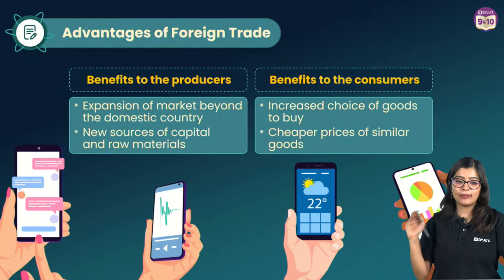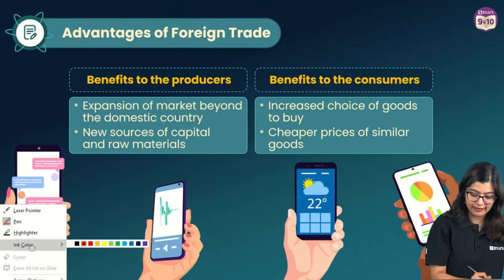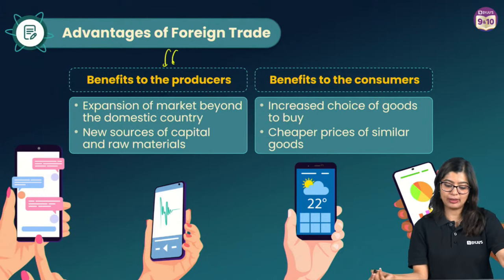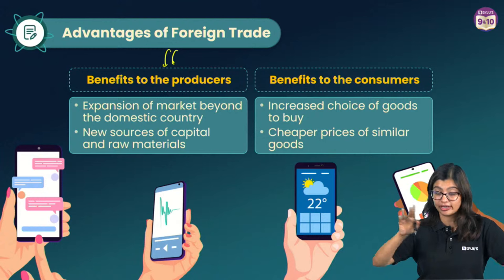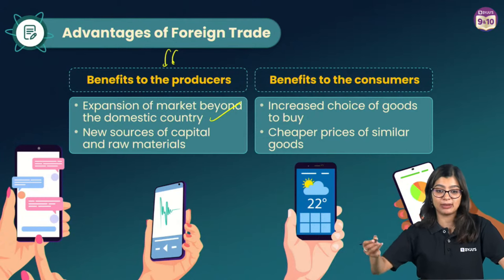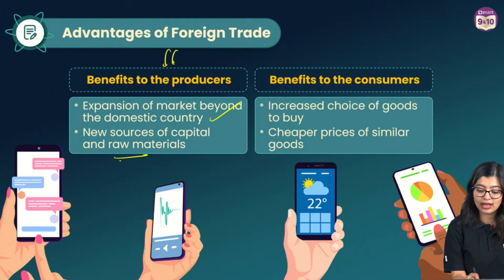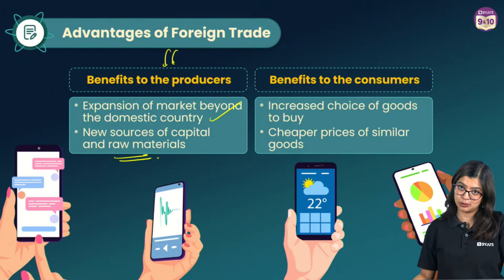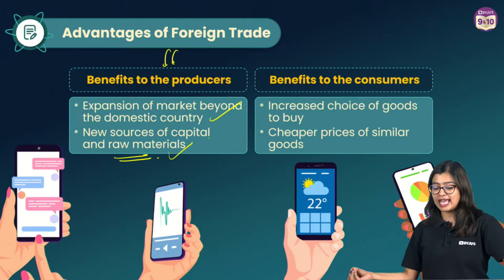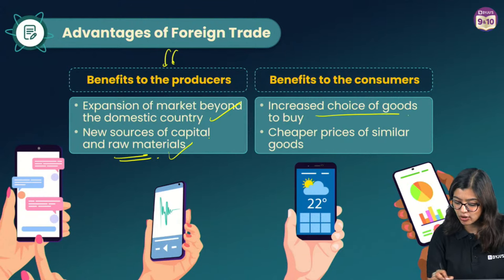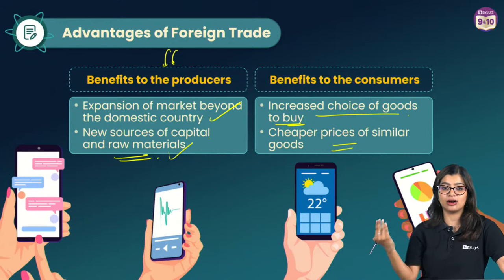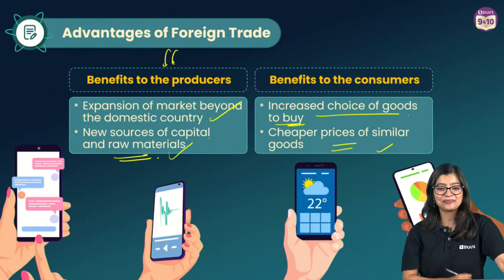Okay. So with this, what I would like to take up is the advantages of foreign trade. How is it beneficial? Because we see that there is expansion of the market beyond the domestic country, along with a new source of investment and new sources of capital coming in, along with raw materials. Thereby, we see an increased choice of goods to buy. And of course, sometimes things could be available at a lower price, right?